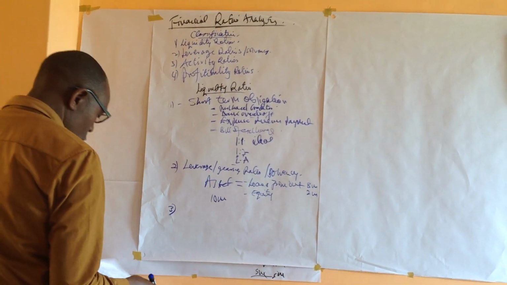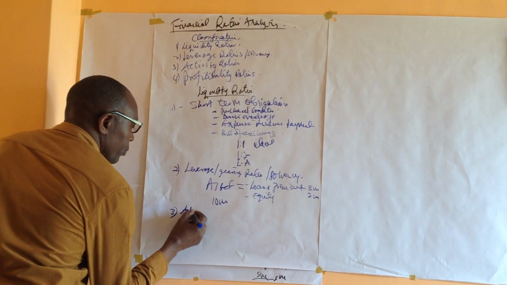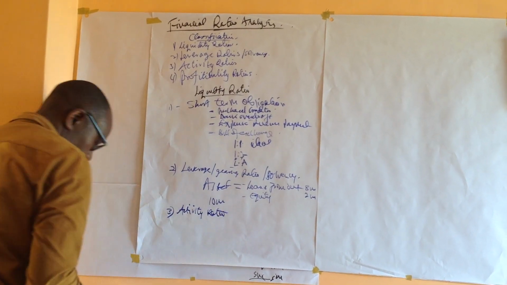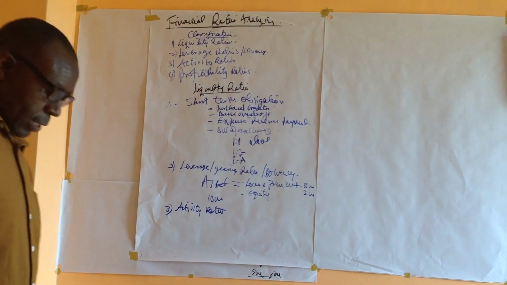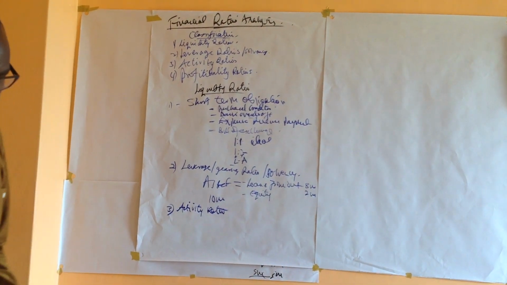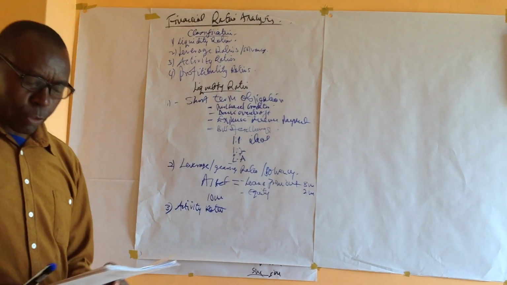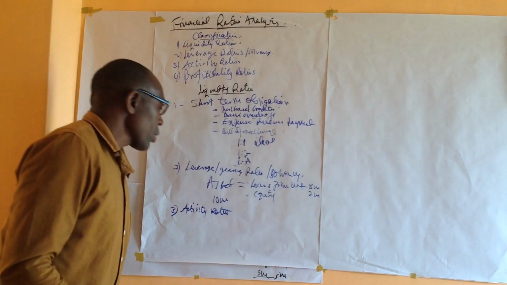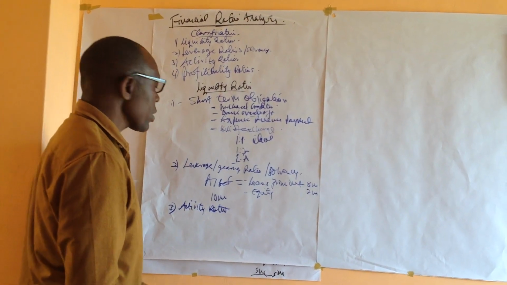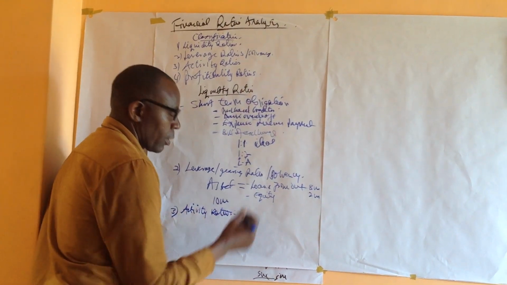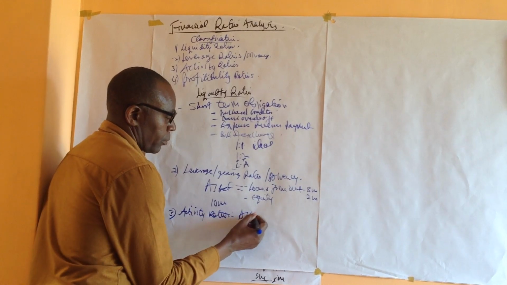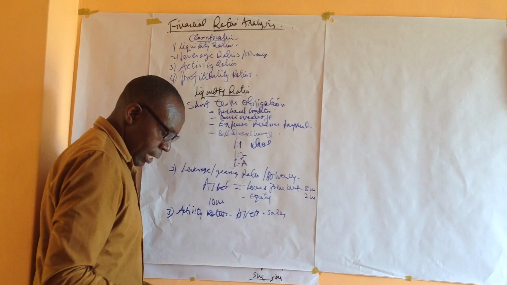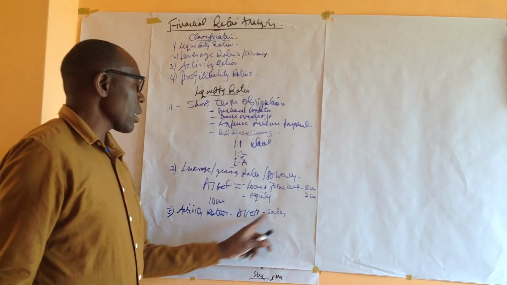Then number 3 is what we talk of as the activity ratios. The activity ratios, as we are saying, measure the efficiency with which the firm uses its assets to generate sales. So this one considers how the firm is utilizing the assets to generate sales.